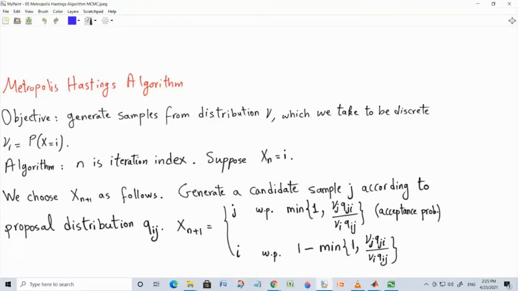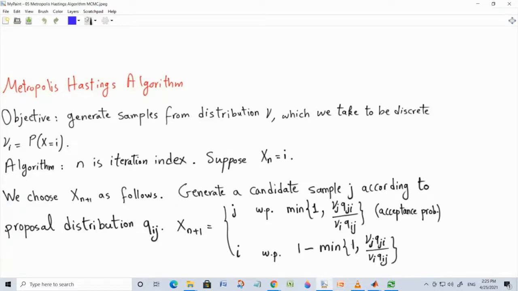Nonetheless, I must talk about it, and I am talking about it for another reason, because there is a concept that unfortunately we don't have time to delve into and to use extensively. It's the concept of time reversibility. Okay, so let's see what we have here. Objective: generate samples from a distribution mu. This is applicable to both discrete and continuous distributions. But for simplicity, without loss of generality, I will assume that we have a discrete distribution.